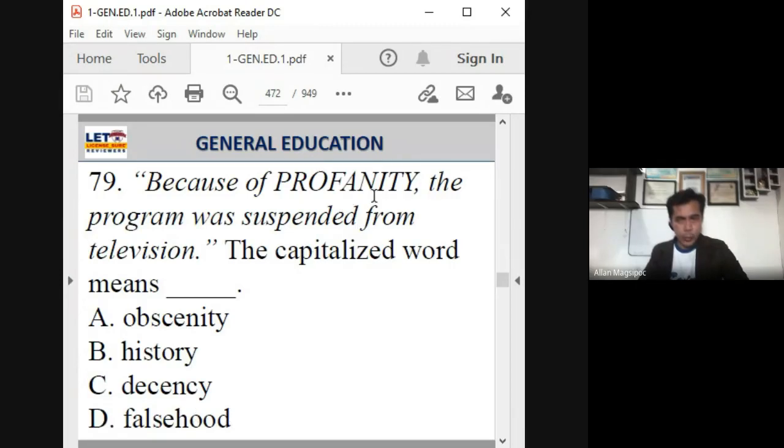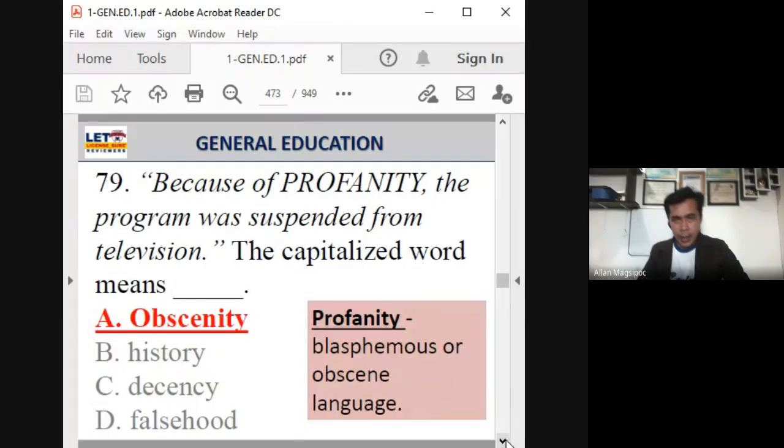What's the root word of profanity? Profane. Malaswa. Okay. The correct answer for this question is actually letter A. Profanity means profane, obscene, or blasphemous language. Obscene, yung mga kalaswaan ng mga words. Hindi pwedeng masuspend ang isang TV sa history o decency, di ba? So ang choices mo dyan is obscenity and falsehood. Okay.